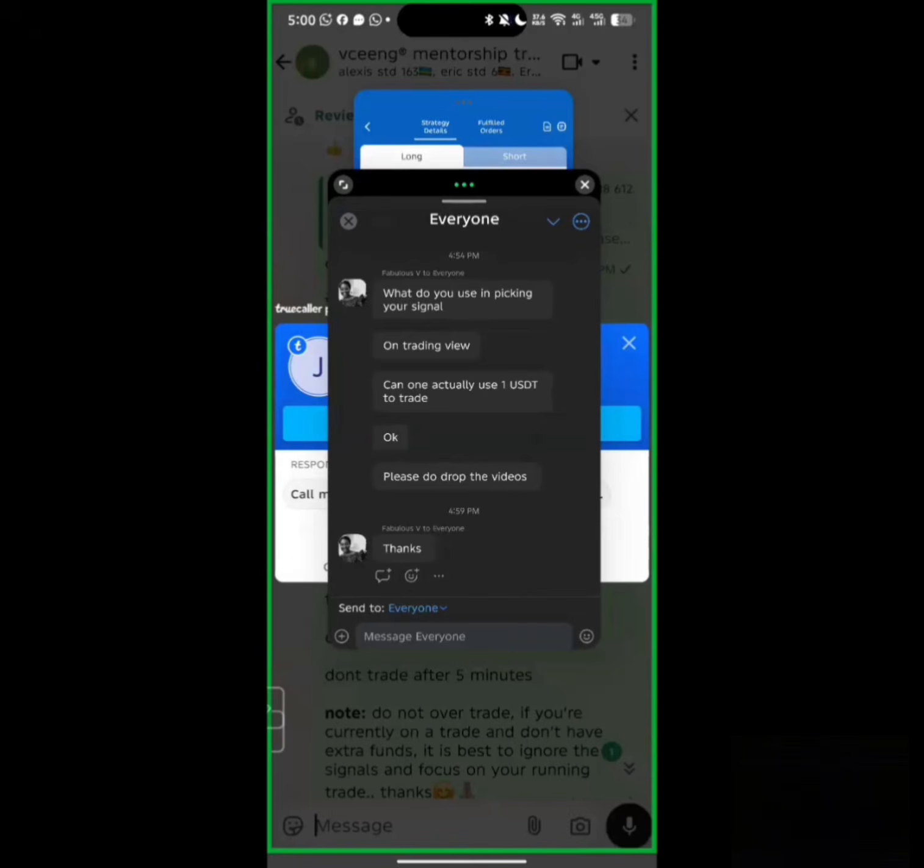Oh, what am I saying? It's in spot that you can't use $1. In spot, the minimum you can use is $2.4, and some coins is $5. But in futures, yes. Come with your $1. Let us trade with your $1. With your $1, you have a position of $10. So you can buy first.